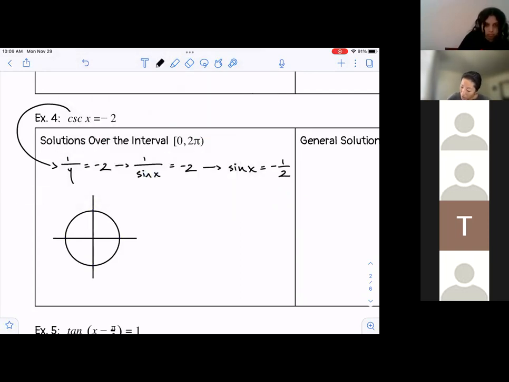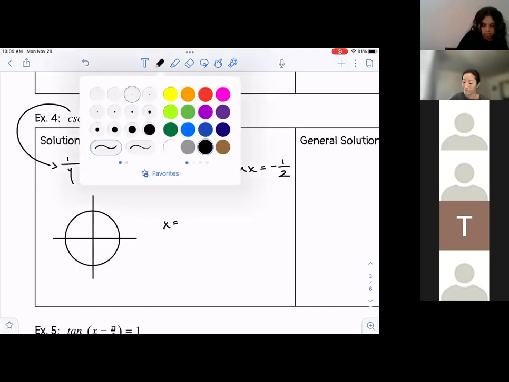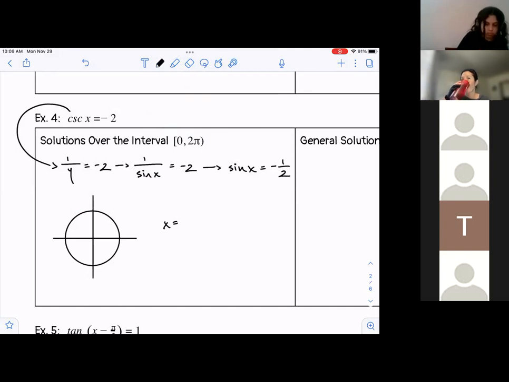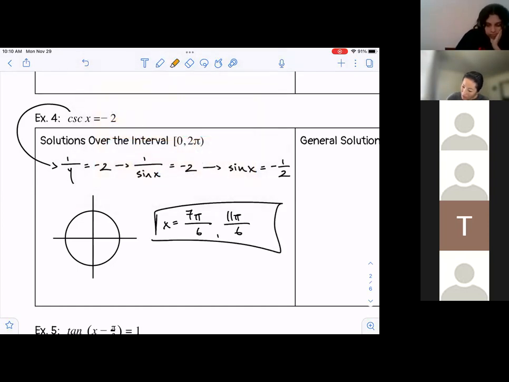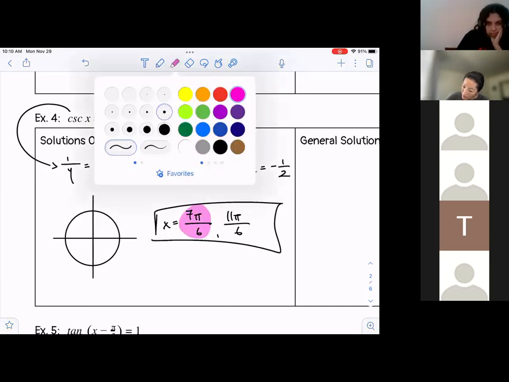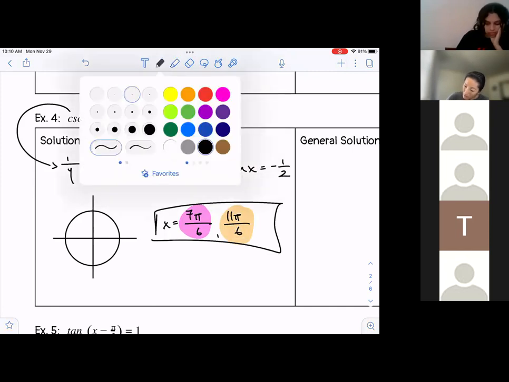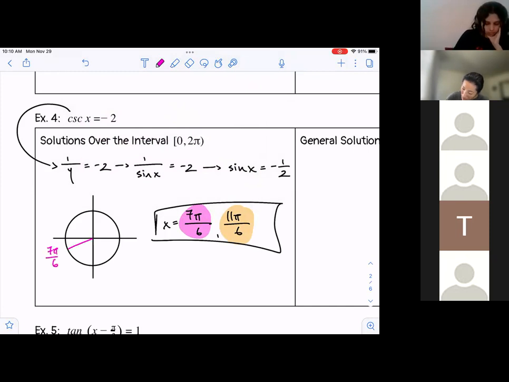And so where on our unit circle would we have sine x equal to negative 1/2? I would agree that it's 11 pi over 6 and 7 pi over 6. Perfect. We got a 7 pi over 6 and we got an 11 pi over 6. Let's draw those on our unit circle. 7 pi over 6 is right here, and 11 pi over 6 is right here. All right, so we've got these two.